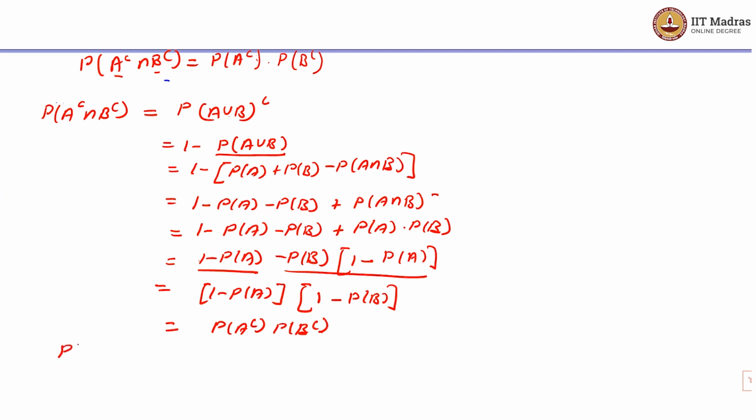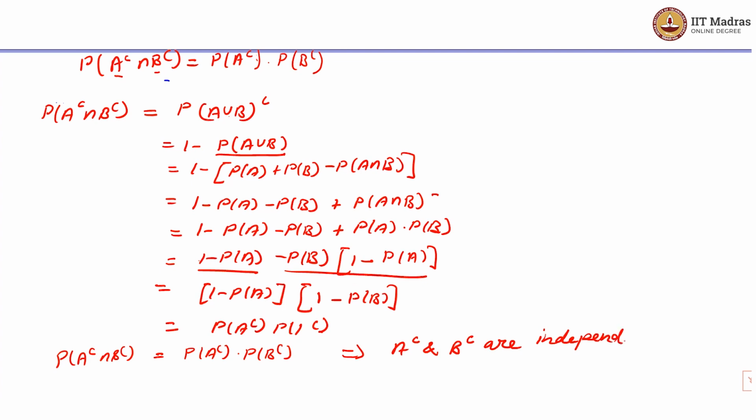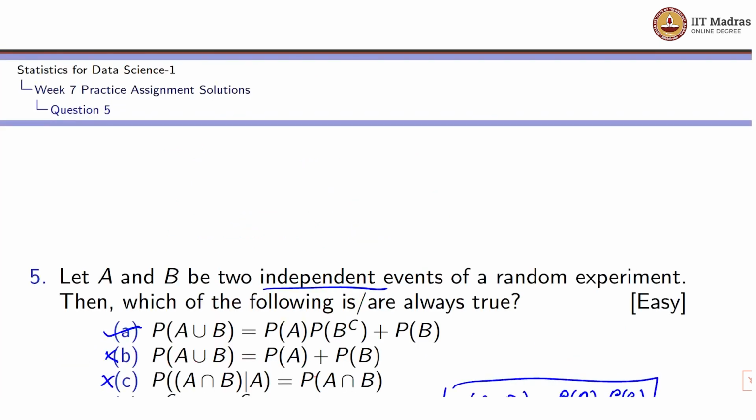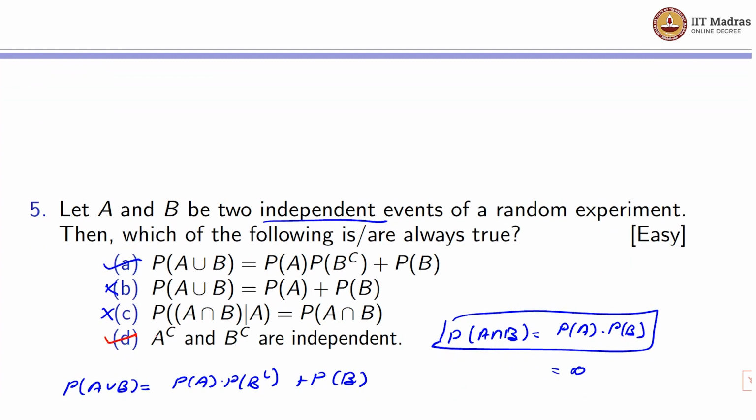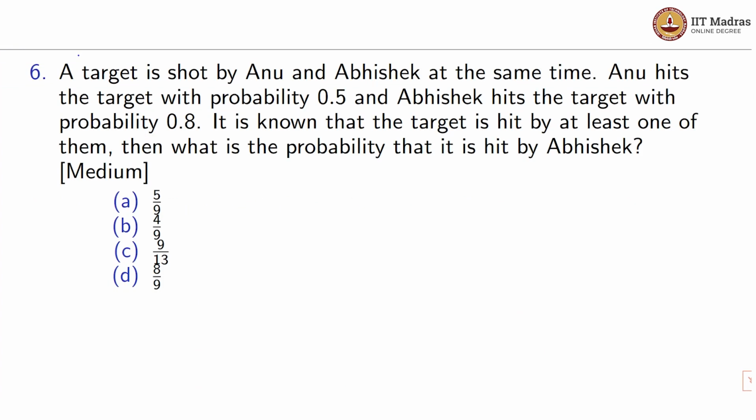So I got that P of A complement intersection B complement equals P of A complement into P of B complement. So from this I can conclude that A complement and B complement are independent events. So my option D is right. Option D is right. Next question.